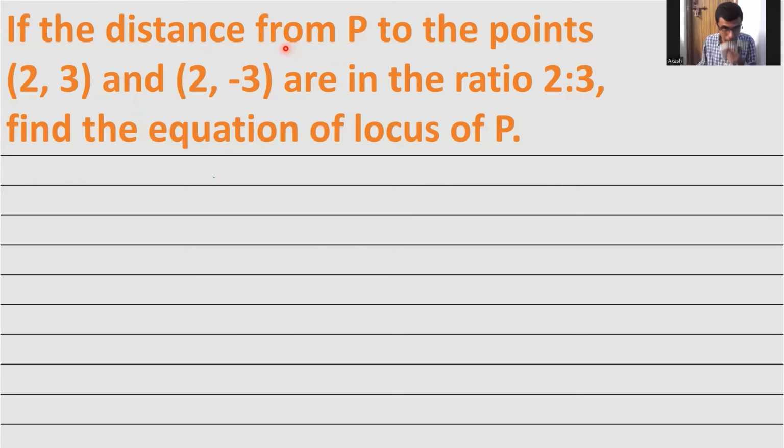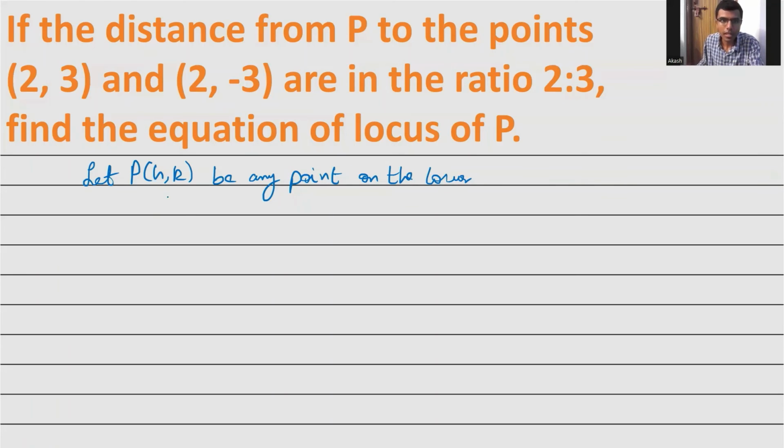Here, the distance of P from these 2 points is in the ratio, that is PA by PB is nothing but 2 by 3. The distance from P to the points is in the ratio 2:3. First of all, our standard statement: let P(h, k) be any point on the locus.